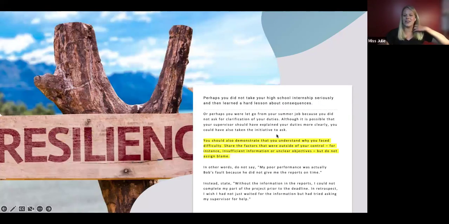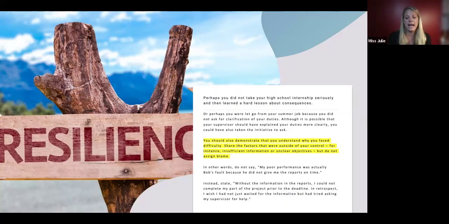So perhaps you did not take your high school internship seriously and then learned a hard lesson about consequences. Or perhaps you were let go from your summer job because you did not ask for clarification on your duties. Although it is possible that your supervisor should have explained your duties more clearly, you also could have taken the initiative to ask.